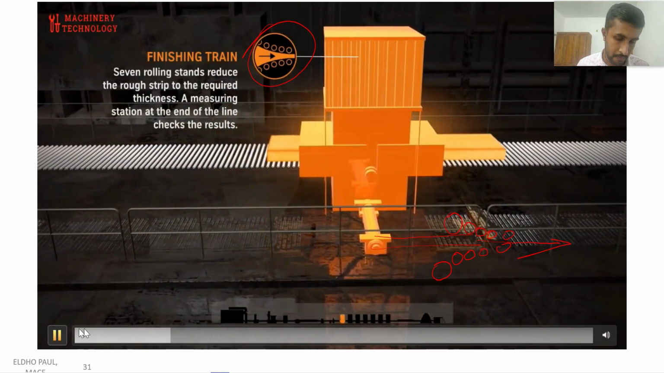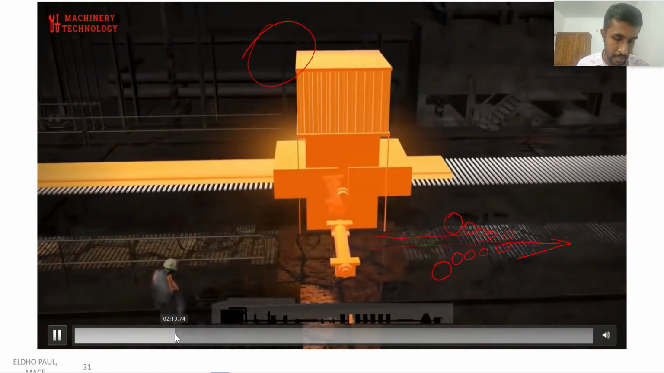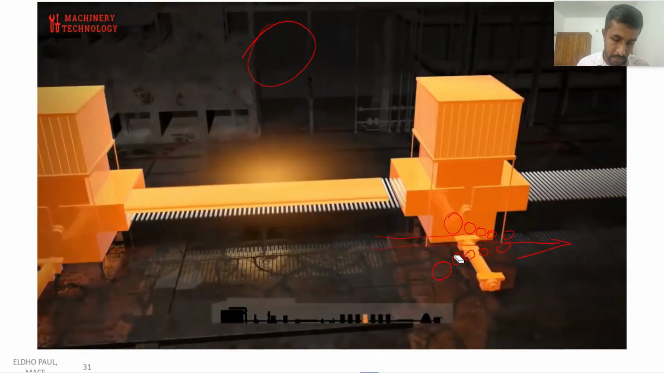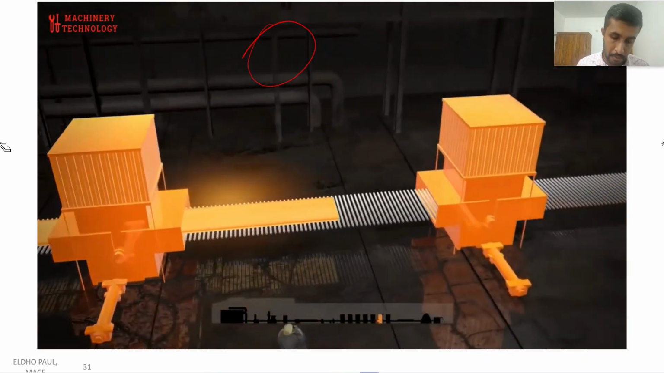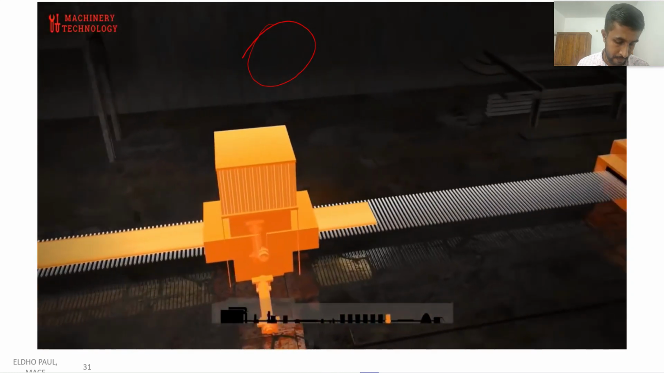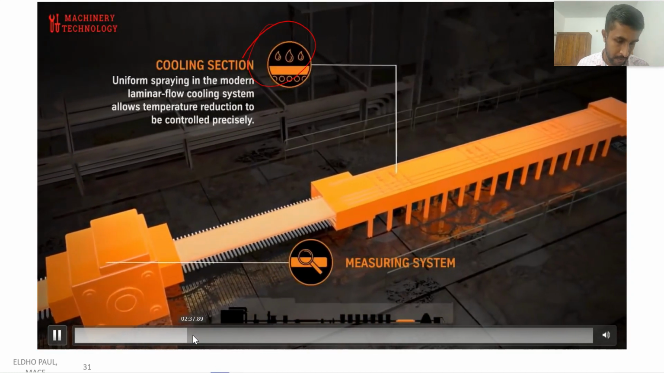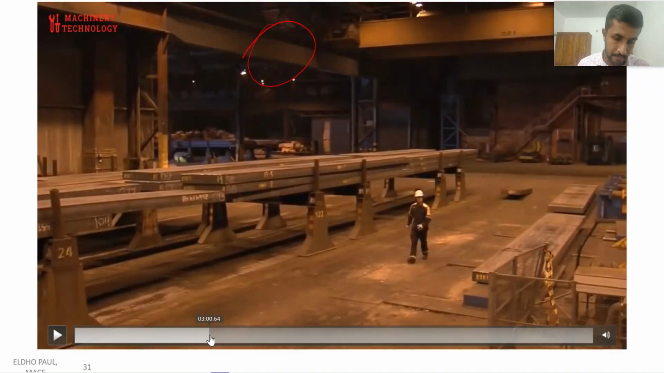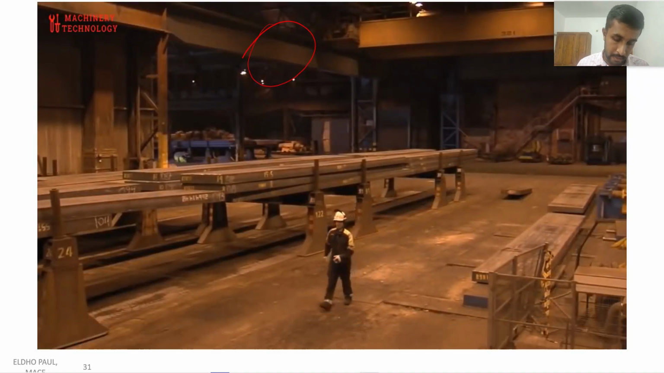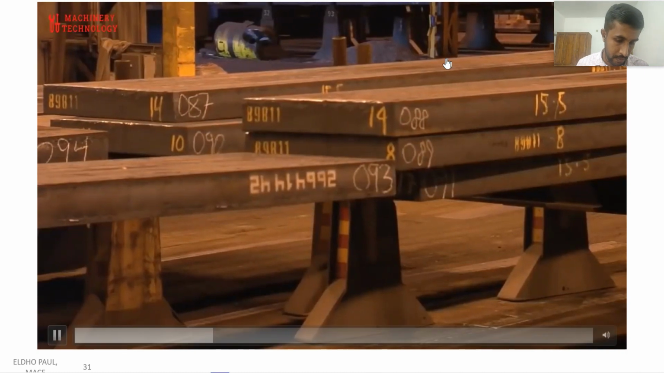Then after that there will be some measurements, etc. Post processing stages are there: cooling station, measuring system, etc. So this is the rolling industry.